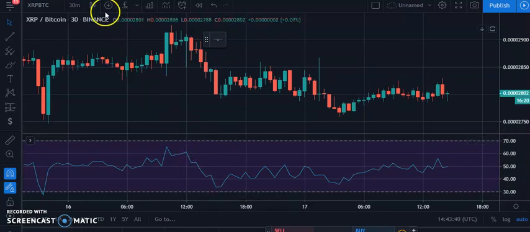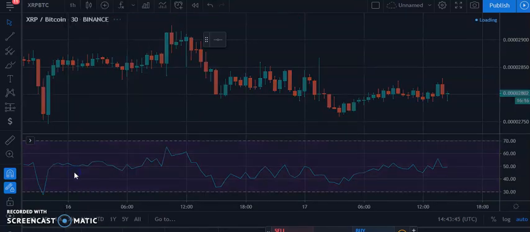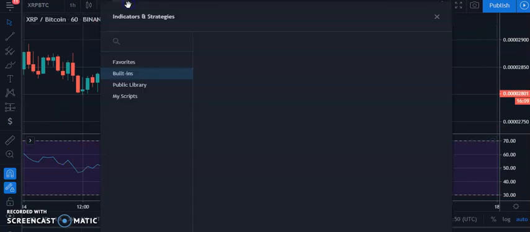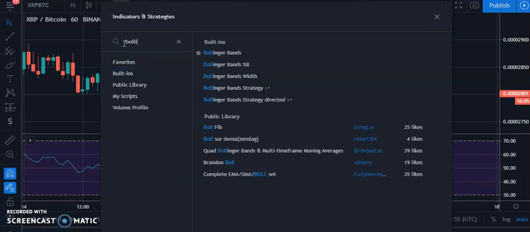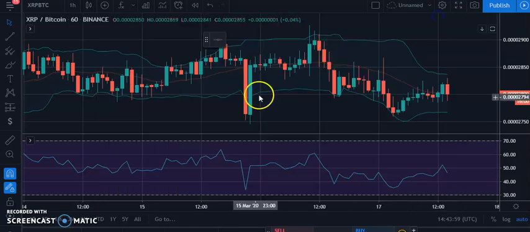All right, so let's change our time frame to 1 hour. So that means we are analyzing the market using the 1 hour time frame. Okay, we go to our indicators to search for Bollinger Bands. Okay, it's up. All right, this is Bollinger Bands.